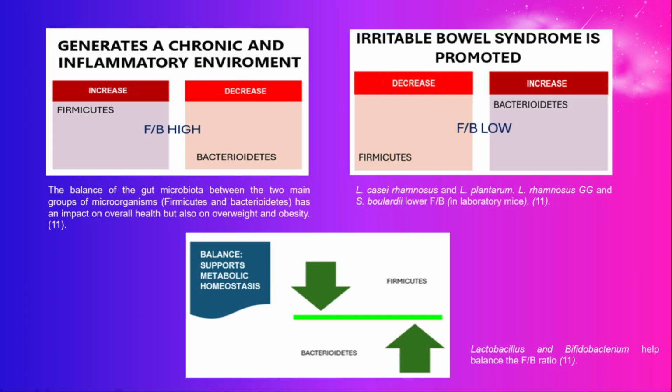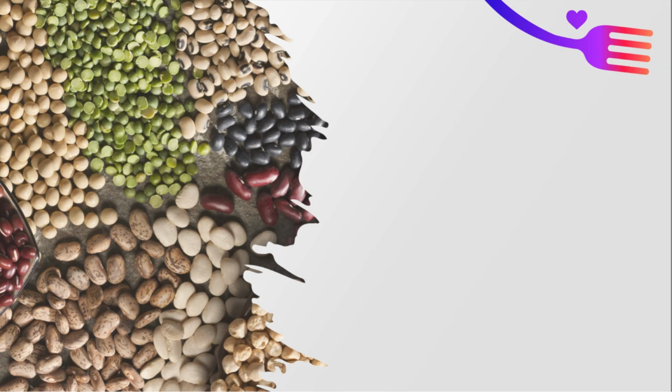Eubiosis and dysbiosis are terms that describe the balance or imbalance of microorganisms in the body, especially in the gastrointestinal tract. In eubiosis, there is a balance between firmicutes and bacteroidetes, which are the two main groups of microorganisms in the gut microbiota. An imbalance or alteration in the normal composition of the microbiota, dysbiosis, can lead to consequences such as obesity or disorders like irritable bowel syndrome. Eubiosis is crucial for digestive health, the immune system, and general well-being.